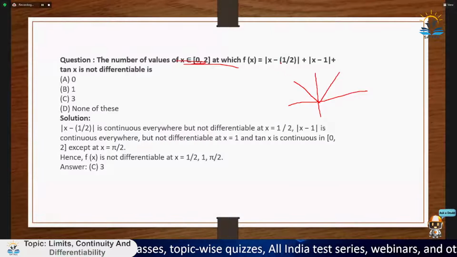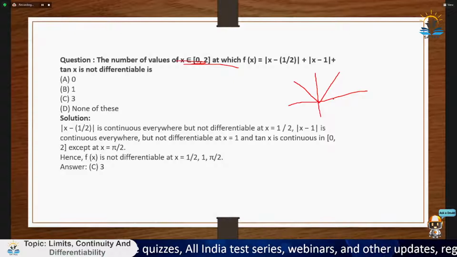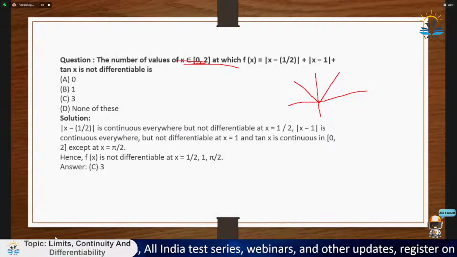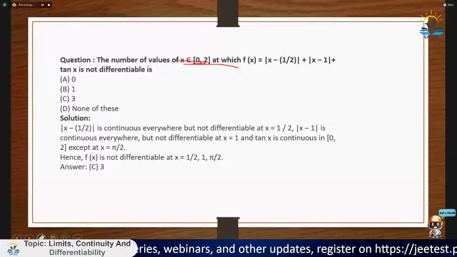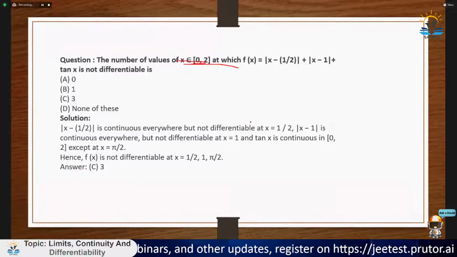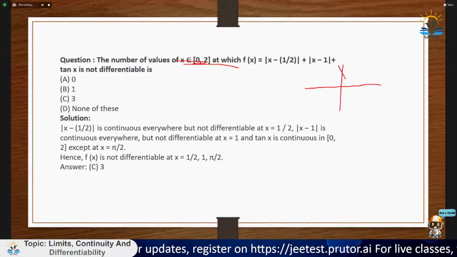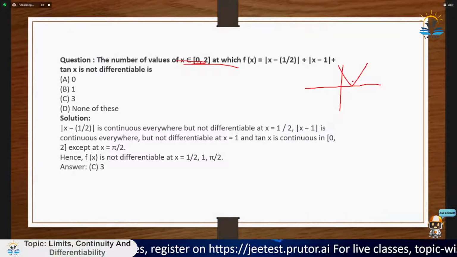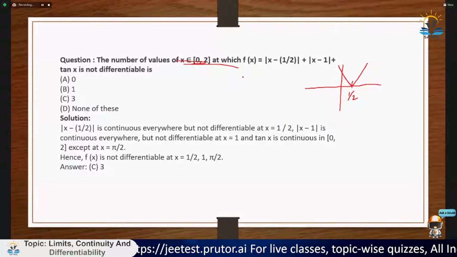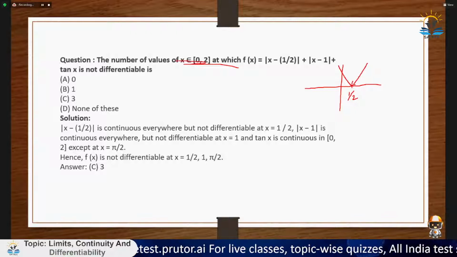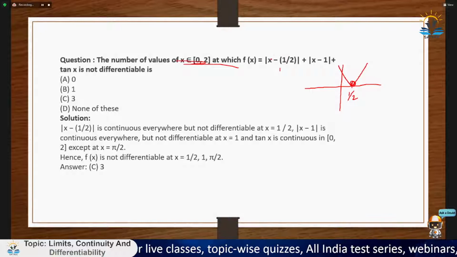Okay, and since it is given x equal to half, when I put x equal to half, I will get 0. So my graph would be shifted by x equal to half. So my new graph would be something like this, where this point is half. So my function, mod of x minus half, is not differentiable at x equal to half because we are getting a sharp point. So one point is at x equal to half from this thing.